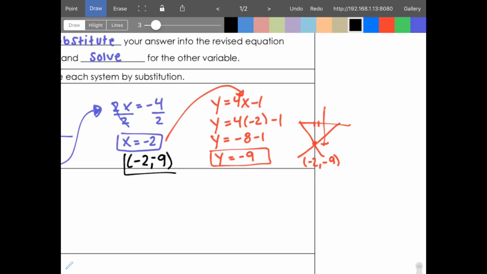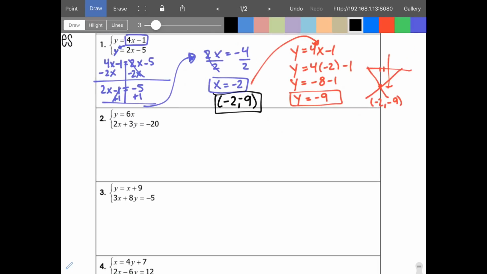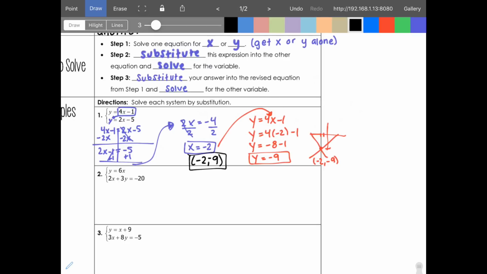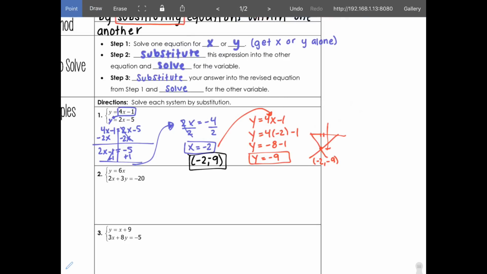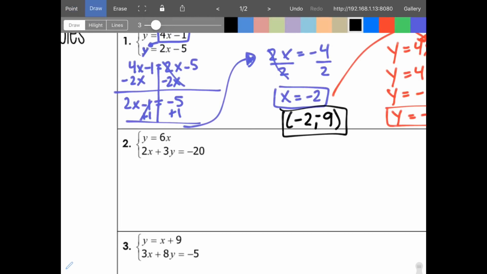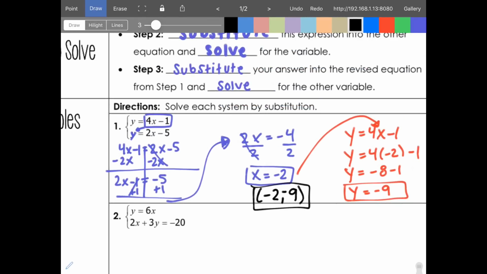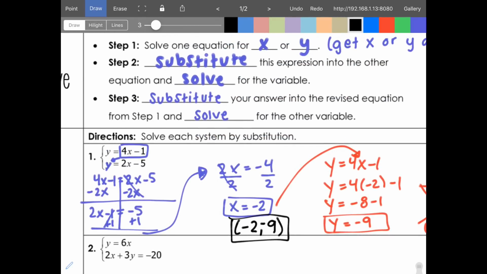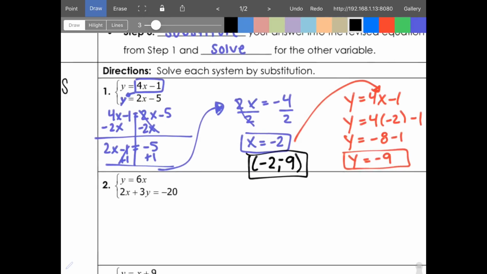Okay? All right, let's try the next one. So, step one, solve one equation for x or y. All that means is get x or y alone. Is there an x or a y alone? Yes, the first equation has y by itself. So we don't even need to worry about step 1. It's already done. Step 2, substitute this expression into the other equation and solve for the variable.